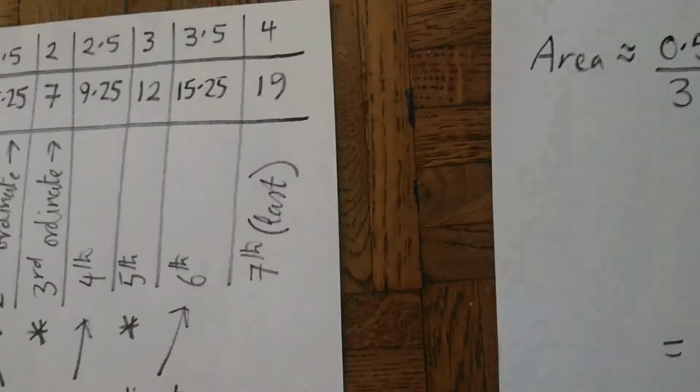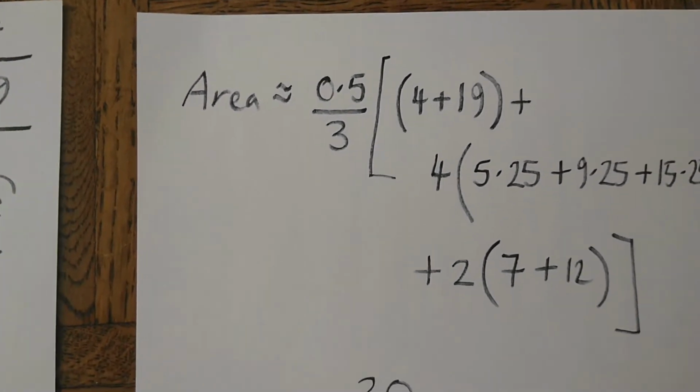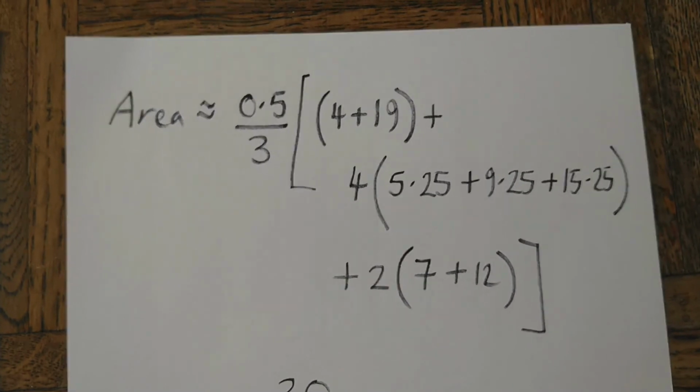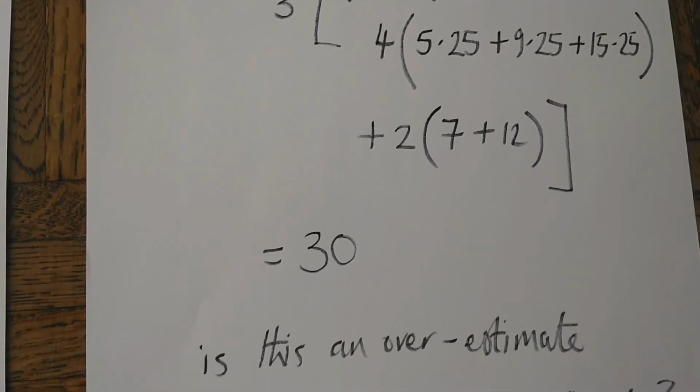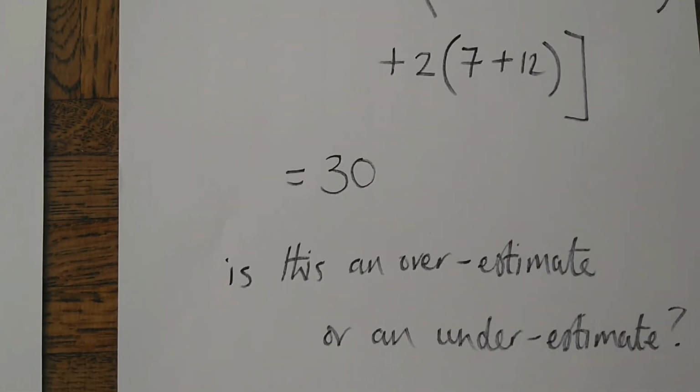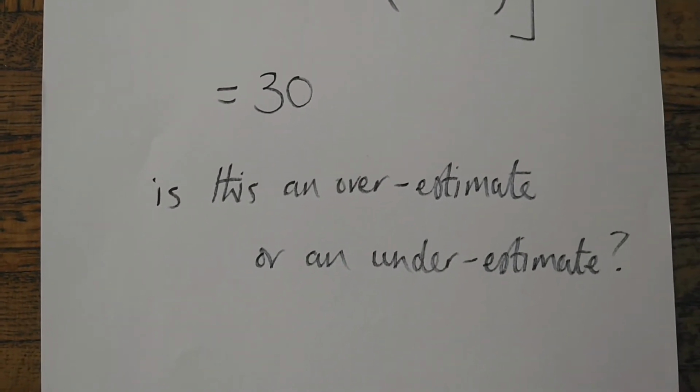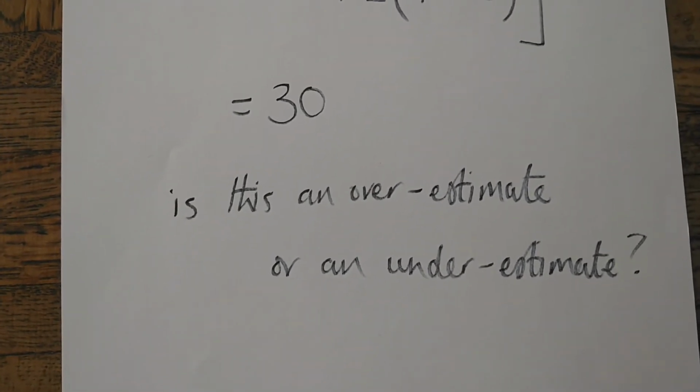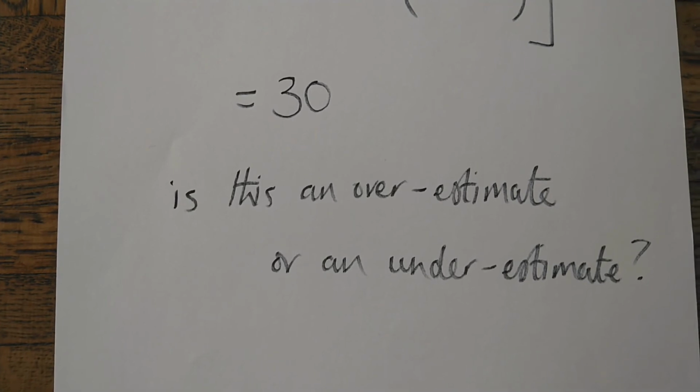Then we put all of those numbers into the formula, which you can see there. When we work through that, we get an answer of 30. Now, is this an overestimate or an underestimate? You might want to use Desmos and a little bit of integration to check that out.